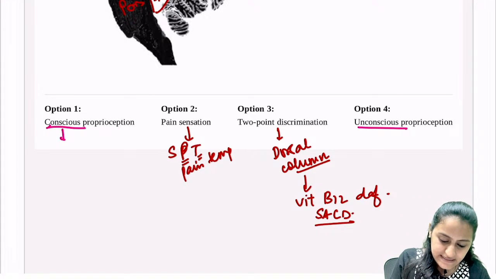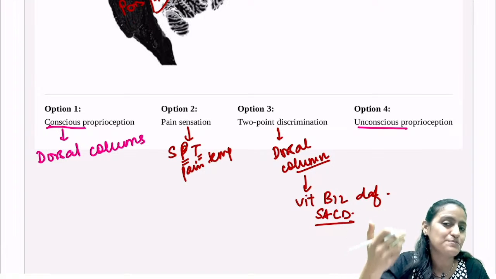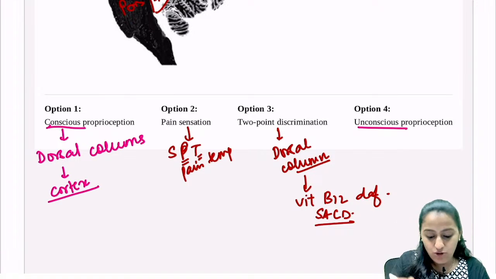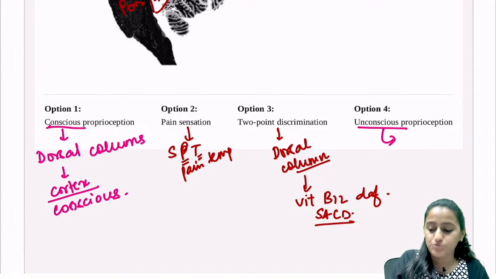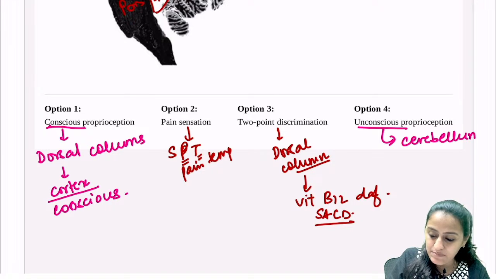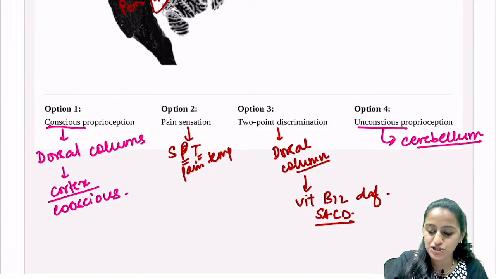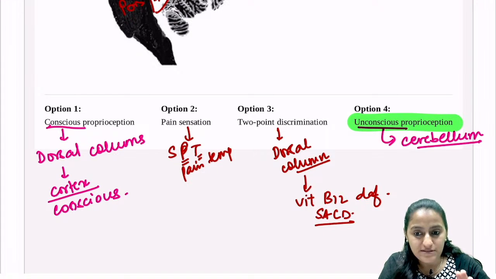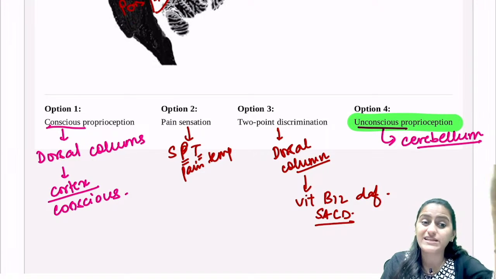So how do you remember this? Remember that the dorsal columns, where do they end? In the cortex, the cerebral cortex, right? The parietal lobe, which has the sensory cortex. So it is ending in the cortex, and whatever is cortical, it is conscious. While unconscious proprioception is the one which ends in the cerebellum, not going to the cortex. Since here the question is about the cerebellum, the answer is that unconscious proprioception is going to be affected. Remember, the cerebellum one is unconscious, and whatever goes to the cortex is conscious.